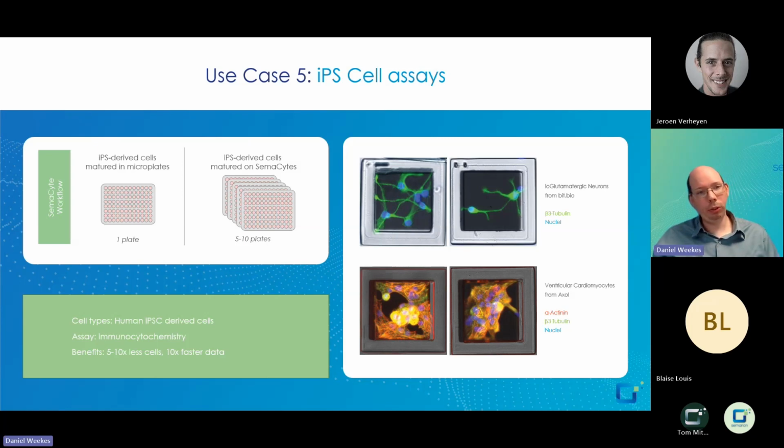And by using SemaCytes with these more complex cells, which typically are non-proliferative, and because of that quite rare and expensive, you have a 5 to 10-fold reduction in cell use, and also have faster assays. We expect that these cell types would be able to be used in all the assays that I've described for cancer cells, and we're quite excited to look at all the different cell types that we can use SemaCytes with in the future.